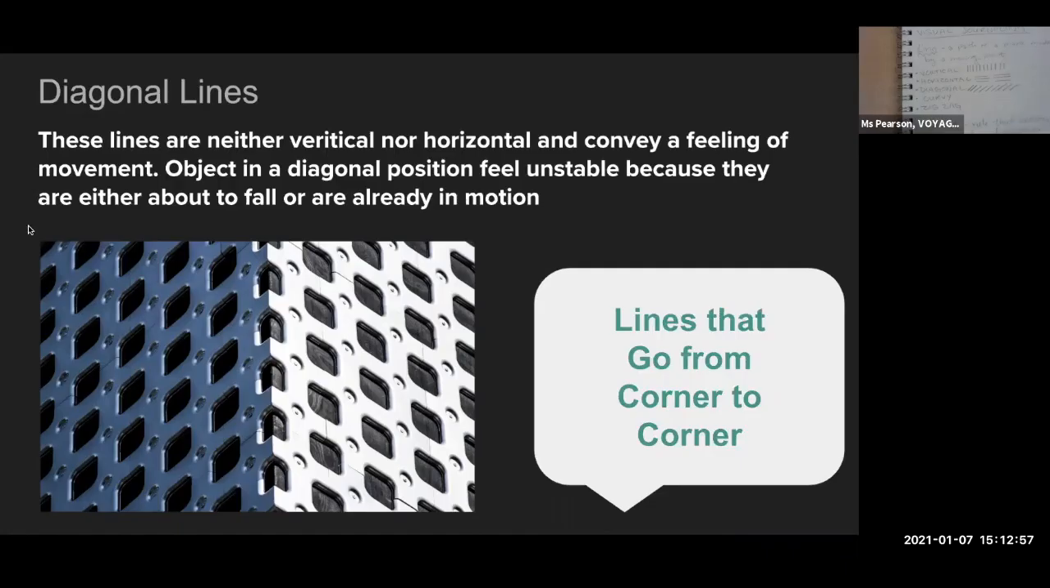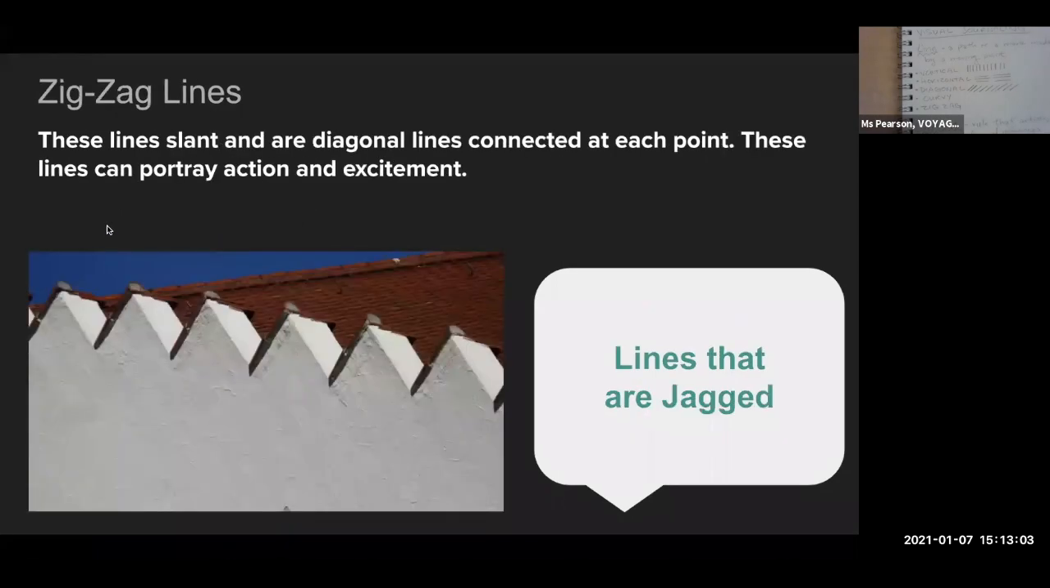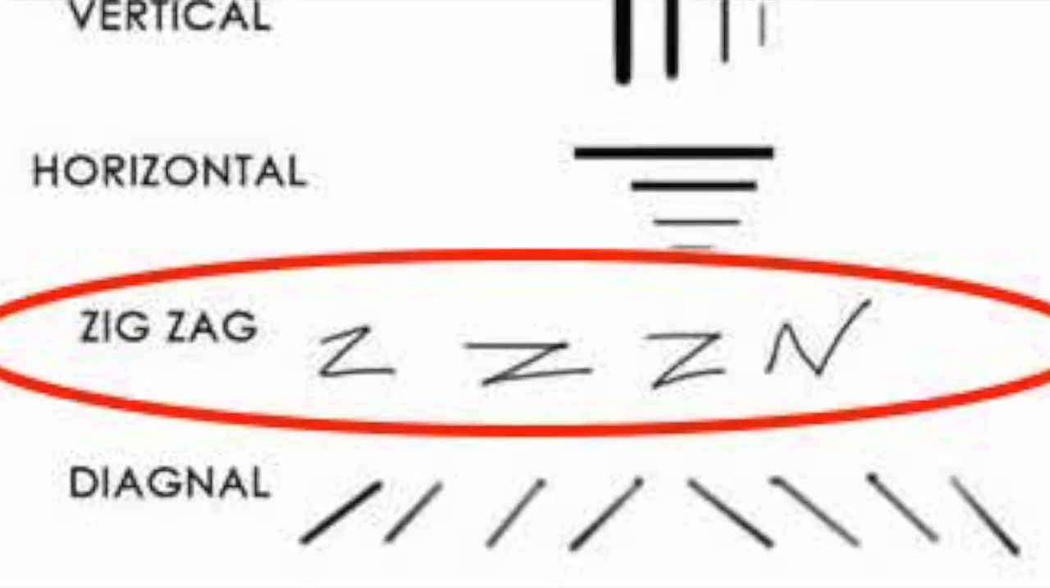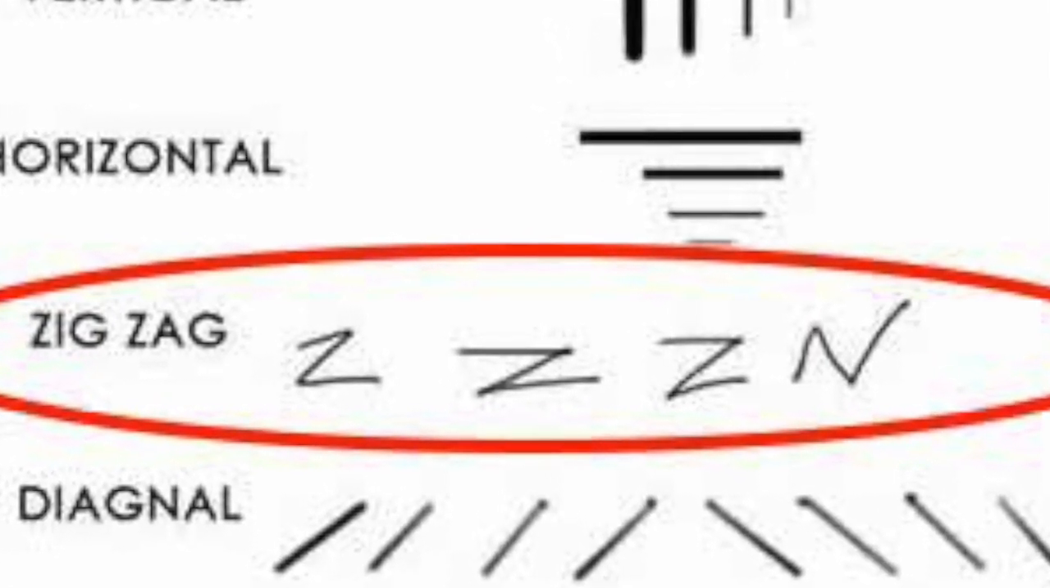You can see that the grades over here to the left are showing diagonal lines. All right, next type of lines, zigzag lines. These lines are jagged. Think of broken glass, right? They slant. Yeah, there are some diagonal lines, but they're all connected as they're moving. And they really show action and excitement. Think about a comic book. When someone's throwing a punch, bam, it's surrounded with those jagged zigzag lines.